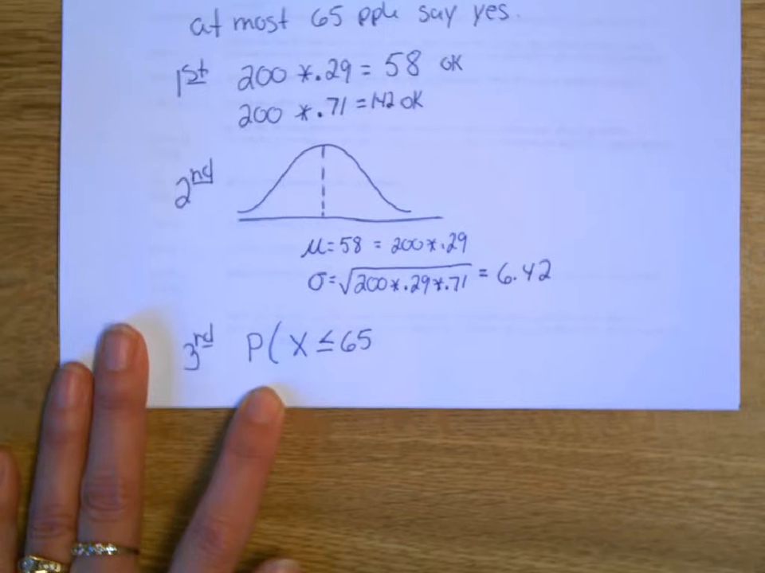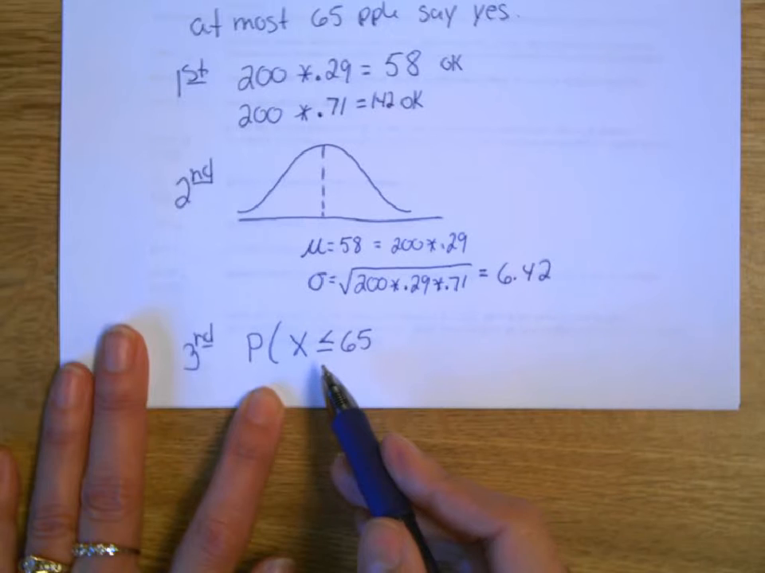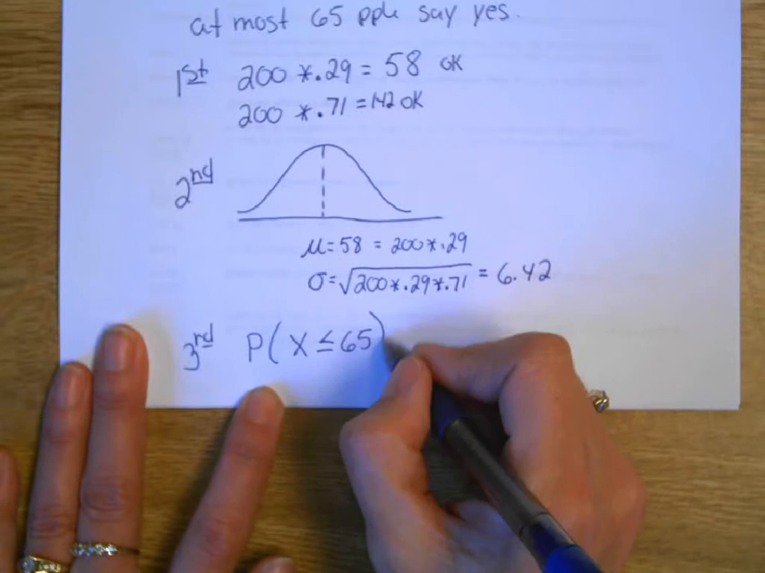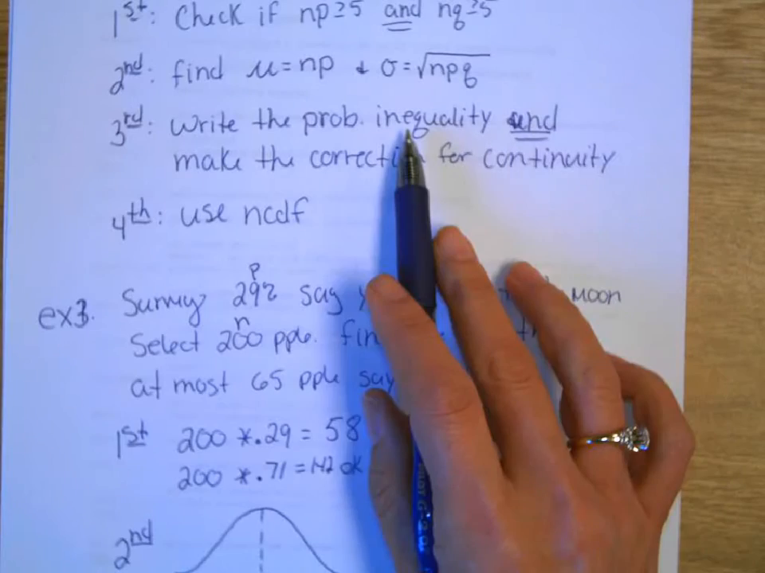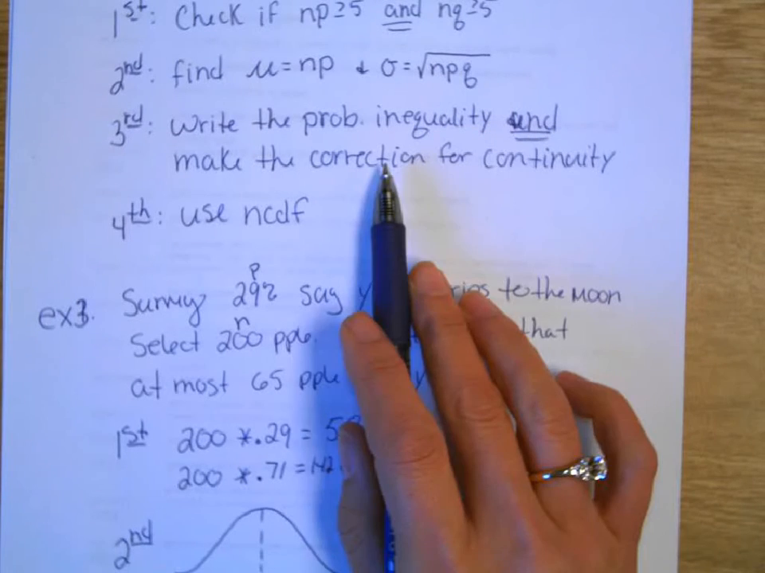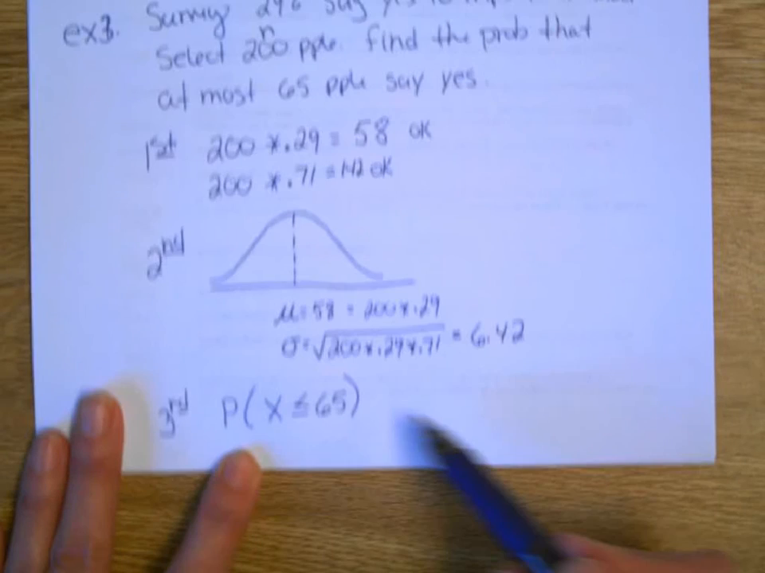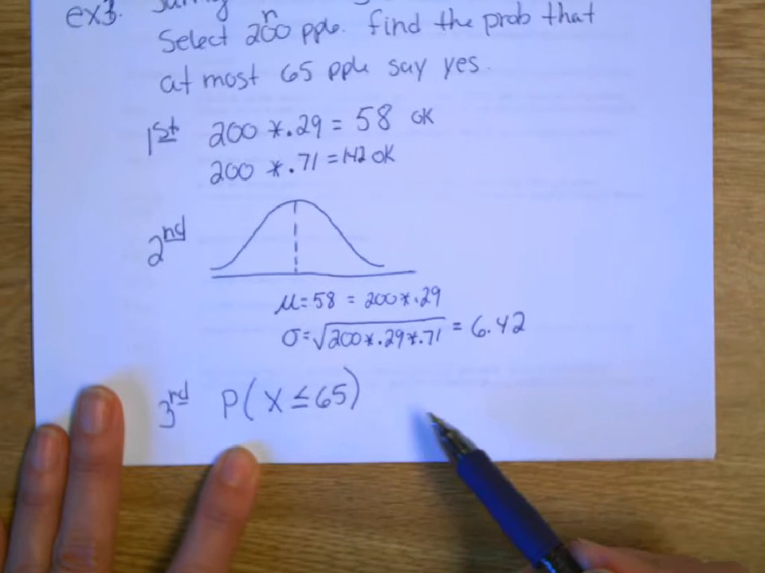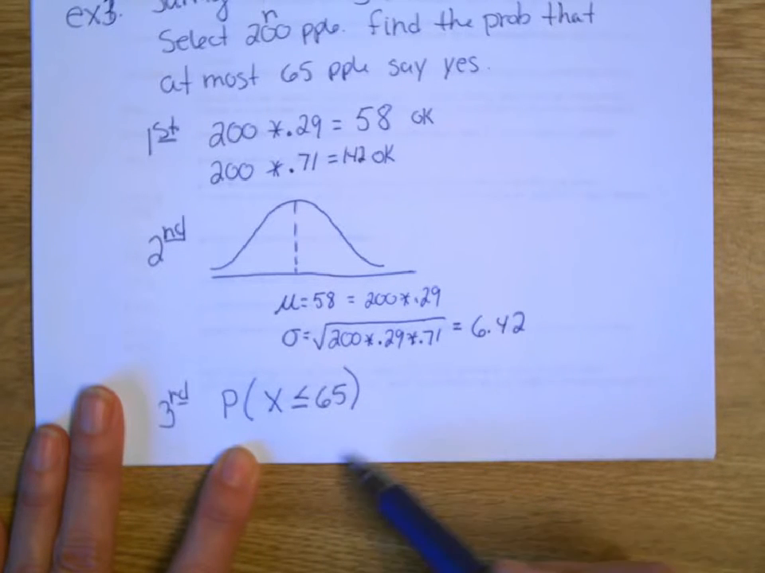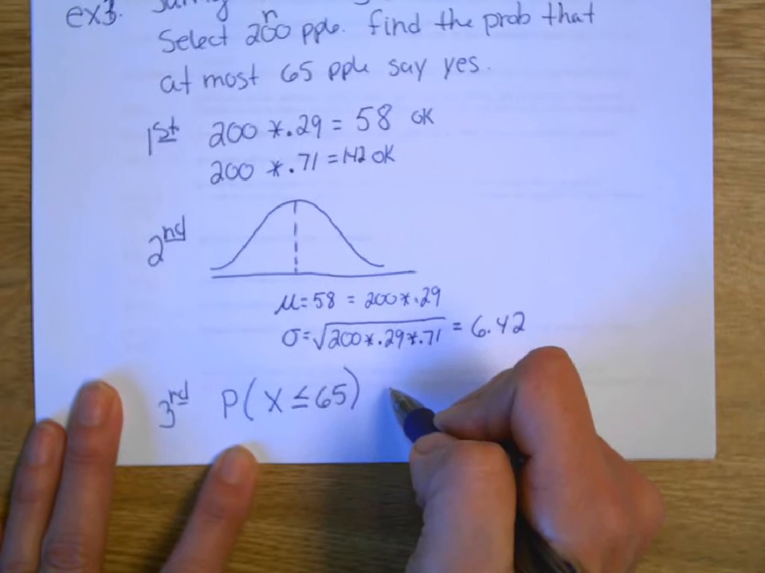Everybody else? At most 65. What does it mean to say at most? That's up to and including 65. So the less than or equal to 65. Okay. We wrote the inequality. Now we've got to make that correction for continuity. It's always a half away. It's either going to bump down to 64.5 or it's going to bump up to 65.5. Okay? With a dotted line.